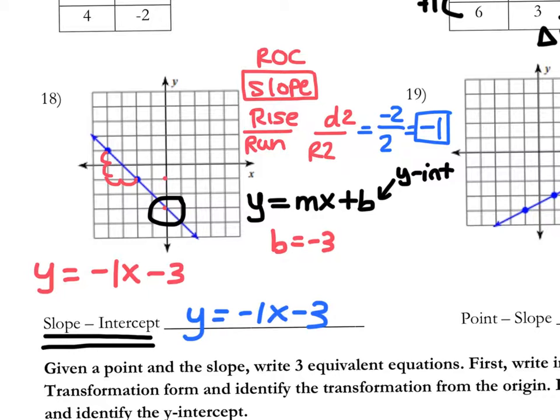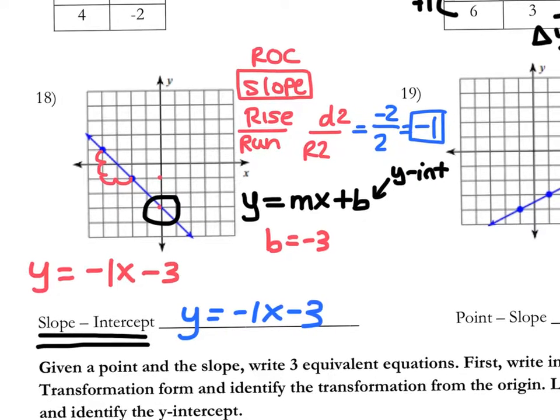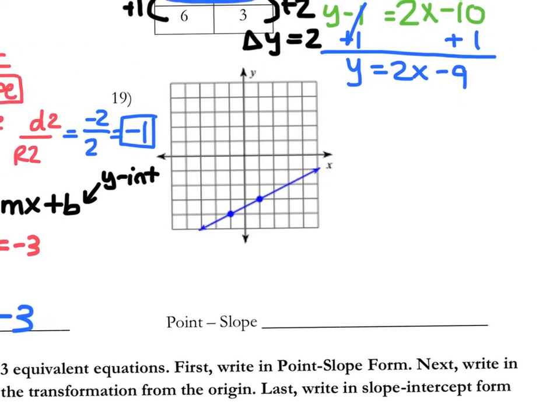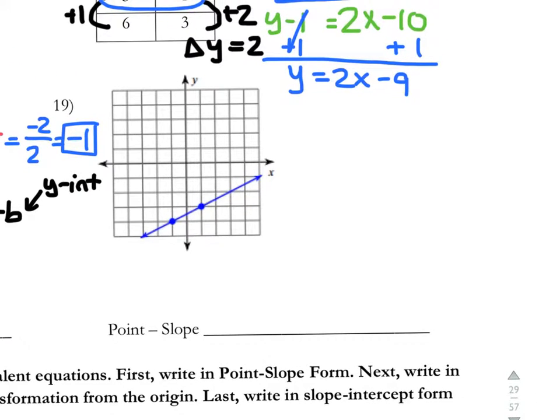Y equals negative 1x minus 3. As you can see with number 19, it's asking for point slope. So same idea in terms of finding the slope first. I rise up 1 and over 2, right 2. All right, so that means positive 1 over positive 2 is my slope.